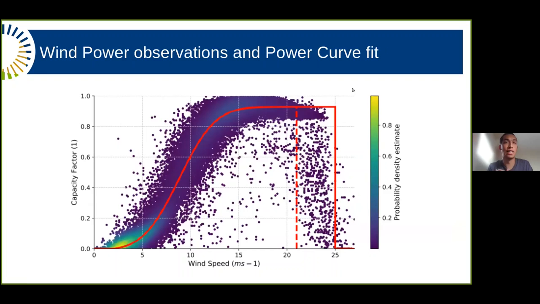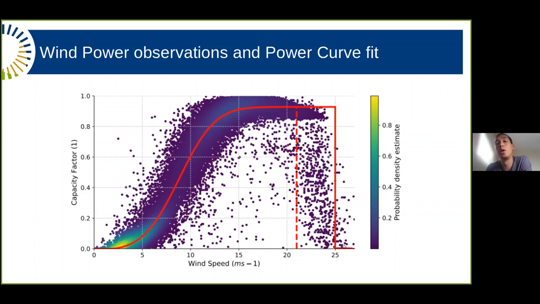So now, before going to the next stages, I want to talk about wind power observations and how we perform the power curve fit. In the red line, the power curve fit is illustrated. The dashed red line is just to illustrate the wind speed at which the wind turbine could, in theory, start to produce after a wind speed of 26 meters per second or higher is measured.